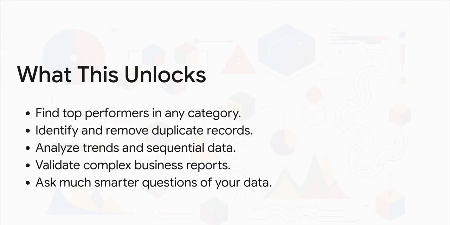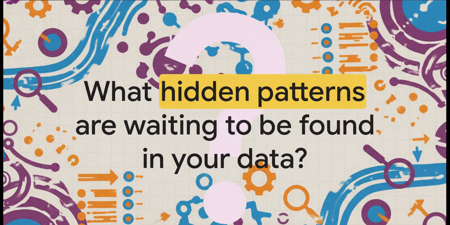And this is why all this matters so much. Once you get this concept, you just unlock a whole new world of analysis. Finding top performers in any group becomes easy. Hunting down duplicate records is a piece of cake. You can analyze trends over time without twisting your brain into a pretzel. Really, it lets you ask much, much smarter questions of your data. So I'll just leave you with this question to think about. Now that you know you can do this, that you can so easily rank within groups and look between rows, what patterns have been hiding in your data this whole time, just waiting for you to ask the right question?